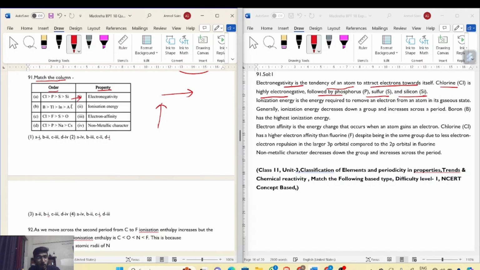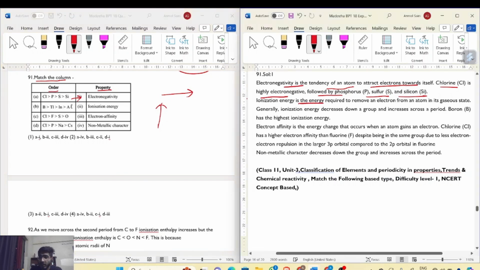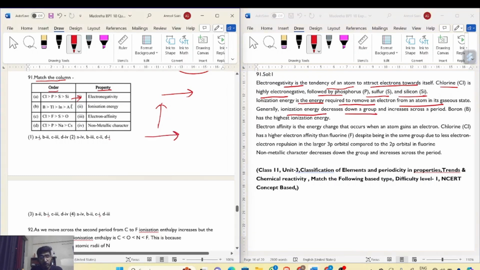Now boron is greater than thallium, greater than indium, and greater than aluminium. Ionization energy is the energy required to remove an electron from an atom in its gaseous state. Generally, ionization energy decreases down the group and increases along the period. When we go from the left side to the right side of the period, the ionization energy increases, and as we go down the group, it decreases. So B has the correct answer of option number 2.